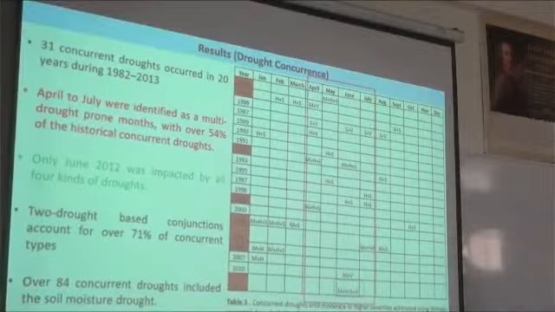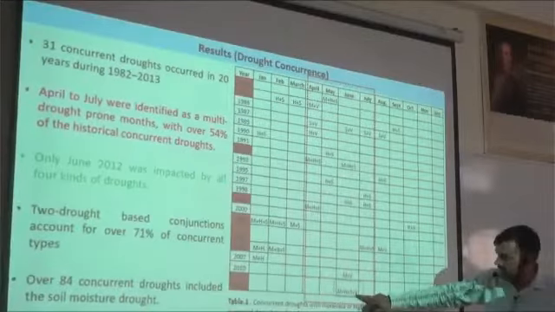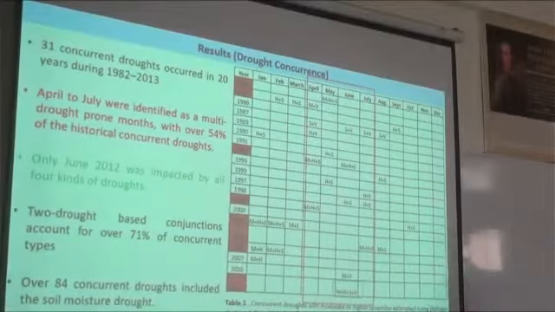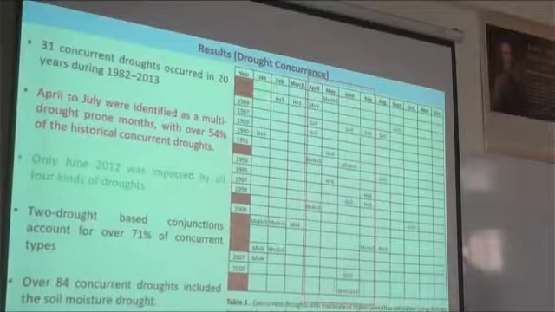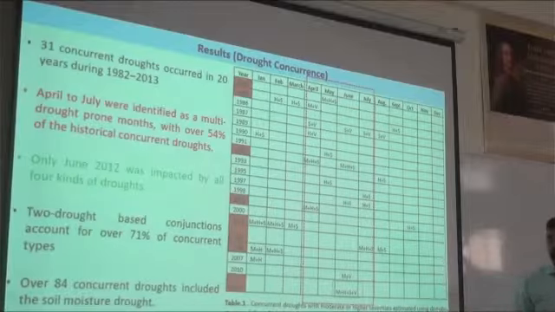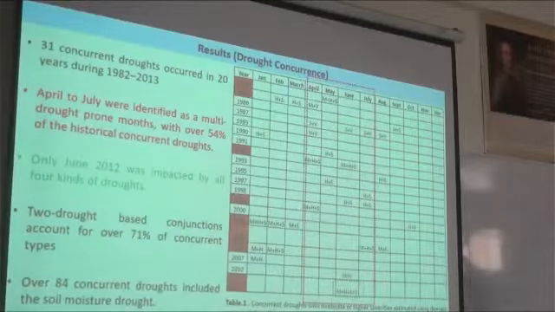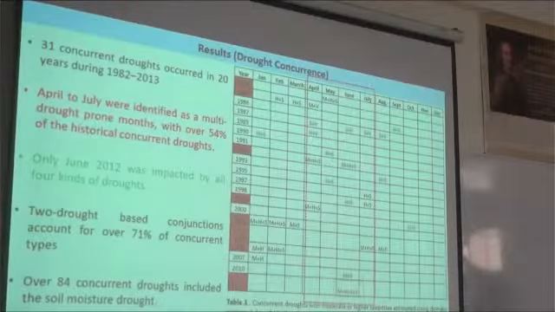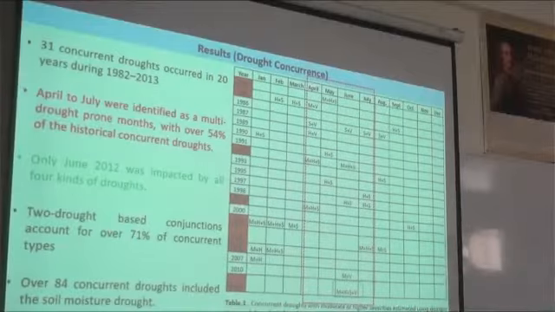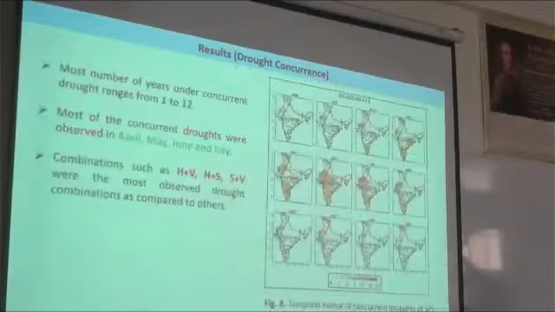I think only where we can find out the one combination that is having all 4, otherwise the majority have 2-drought combinations. So we can say 2 drought-based conjunctions account for more than 70% or 71% of concurrent drought types, out of which 84 concurrent droughts included the soil moisture drought. Majority, you can see that soil moisture drought is more consistent in all.